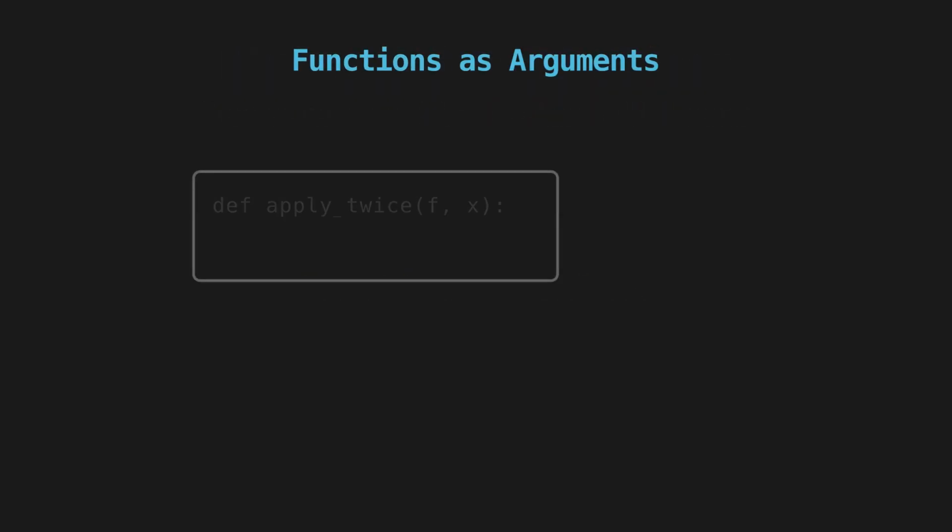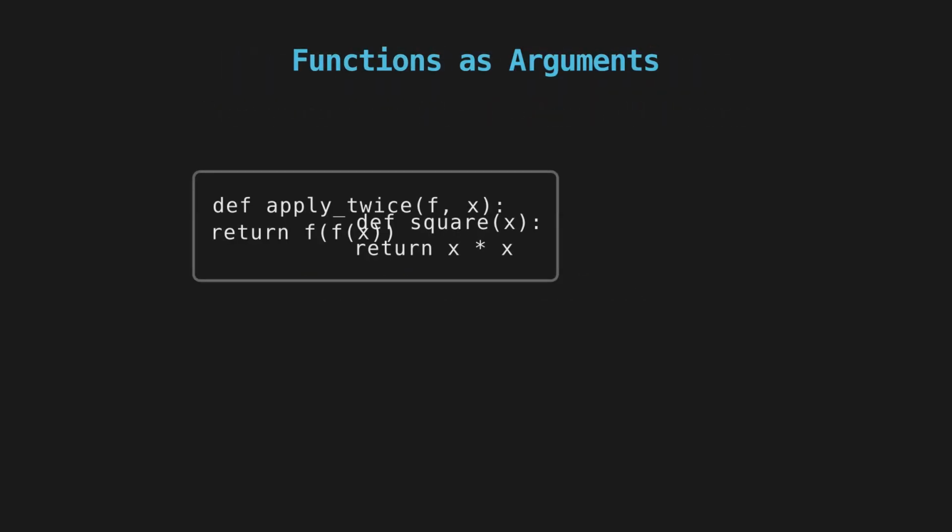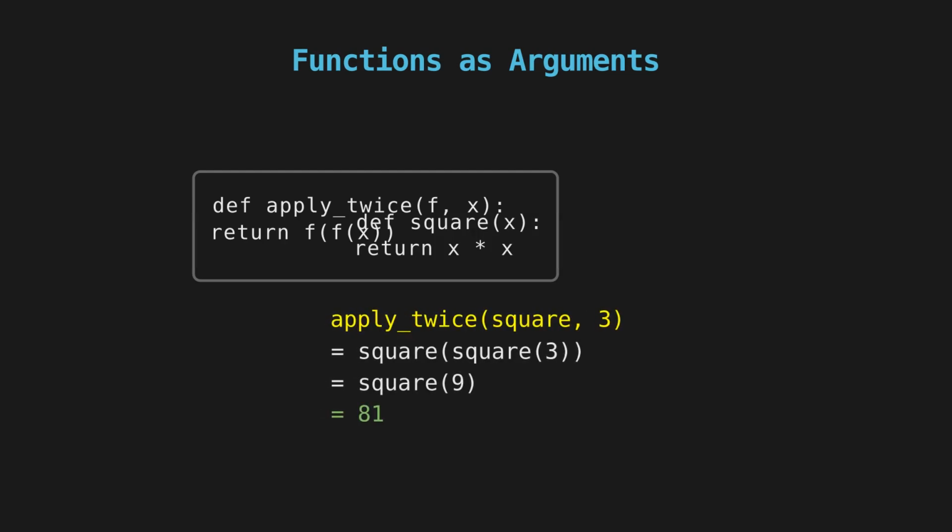Here's the idea. We define apply twice. It takes a function f and a value x, and applies f to x 2 times. If we pass in square and 3, it computes square of 3, which is 9, then square of 9, which is 81. Notice, f isn't a number, it's a function. We're handing one function to another as an argument. That's a higher order function.